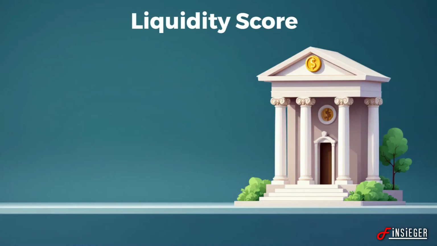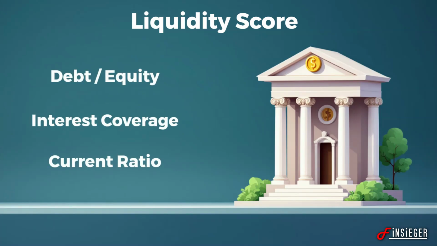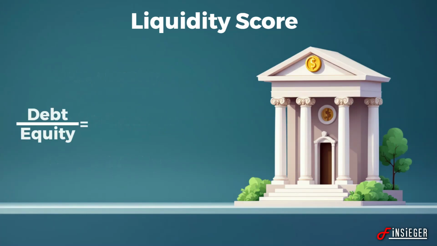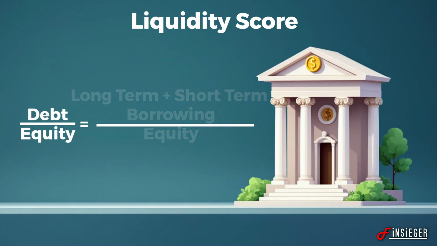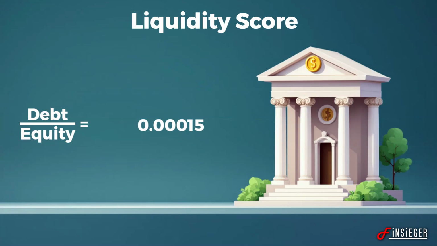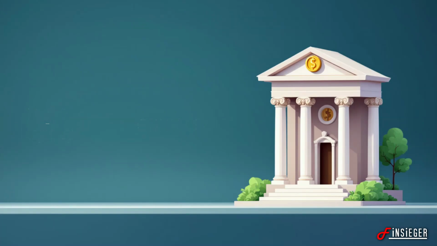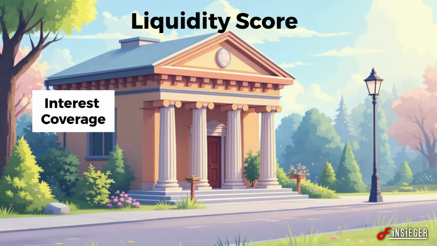In case of liquidity, we are going to look at these 3 parameters. If we find any problem, in that case only we will investigate further, else we will conclude the score. Debt to equity is long-term plus short-term borrowing divided by equity, which in this case comes 0.00015, which is as good as 0. Debt to equity should be as low as possible, which is great in this case. As debt to equity is very close to 0, we need not calculate interest coverage as it will be way above 1, which is what we need, so we will skip and come to current ratio.